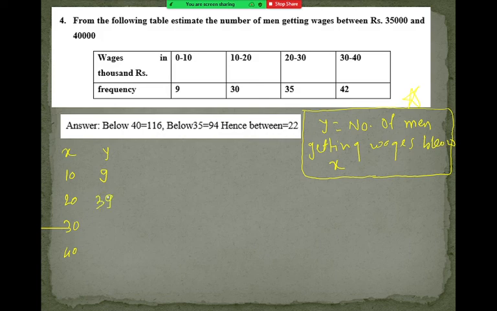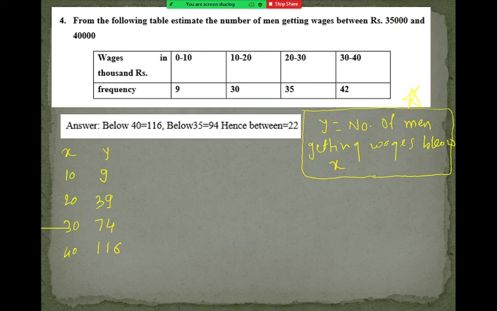Below 30? 74. And lastly, 74 plus 42, how much? 116. Now, which difference table should we prepare, forward or backward? Backward.